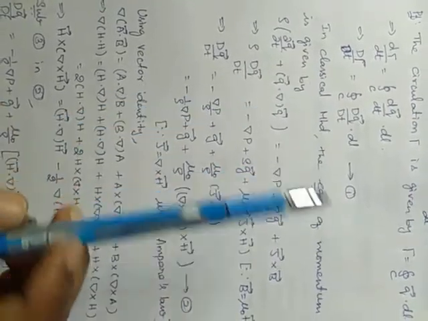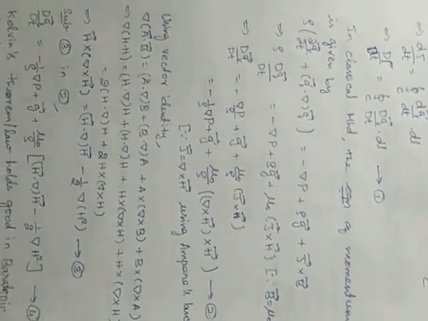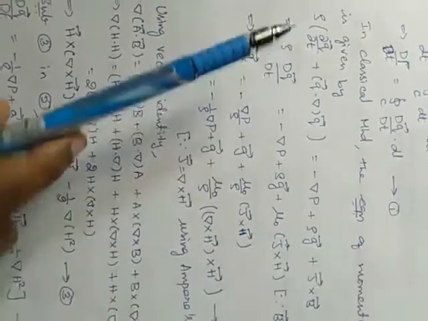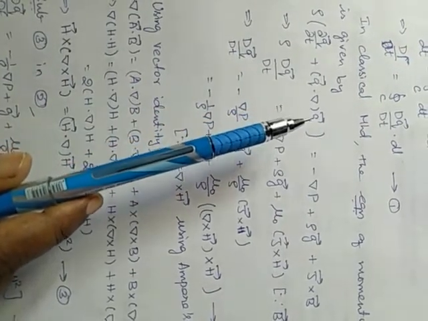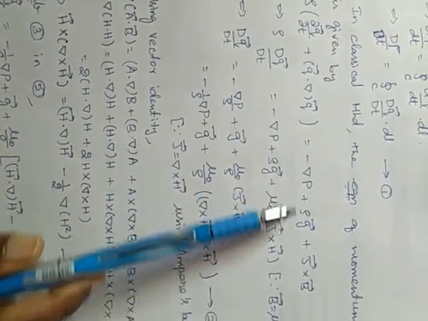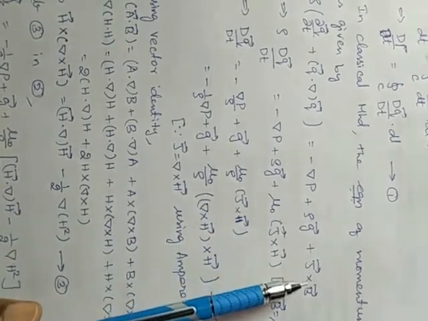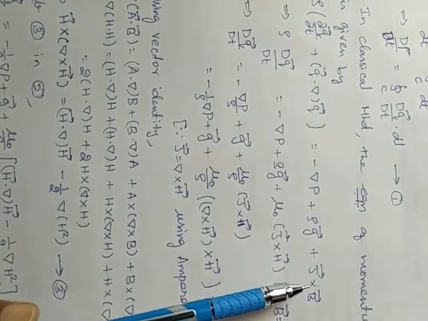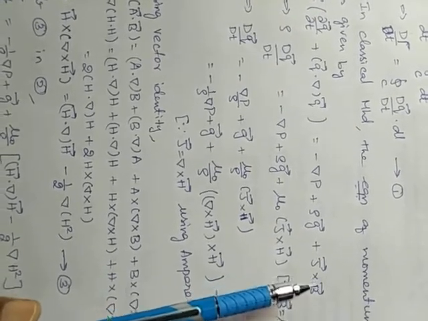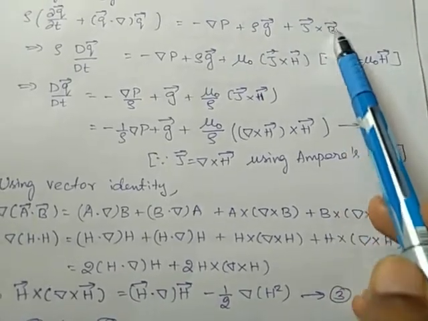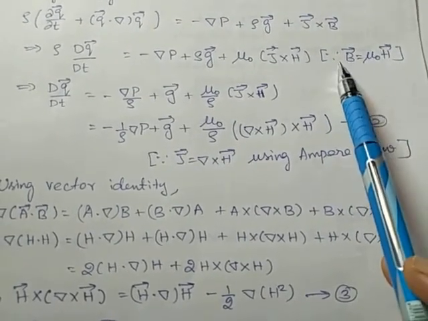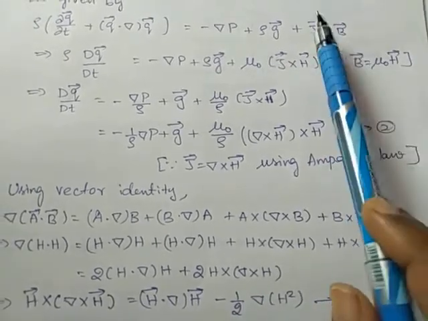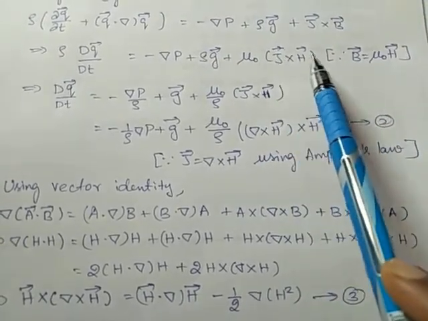In classical MHD, we already derived the momentum equation. The momentum equation is given by rho times dou q by dou t plus q dot del q equal to minus del p plus rho g plus j cross B. Mu is 0, meaning viscosity tends to 0, so the viscous term is not here. We already know B can be written as mu naught H. Just substitute B is equal to mu naught H here. The last term changes to mu naught j cross H.